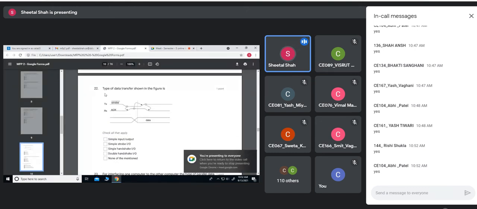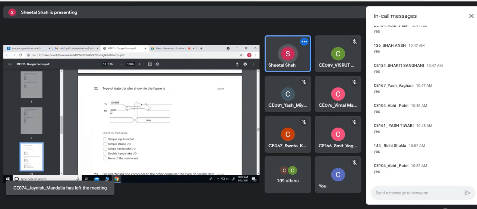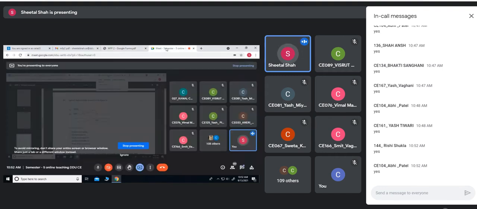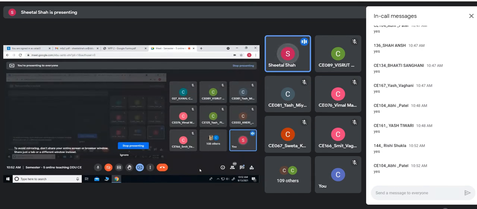Then the type of data transfer shown in this figure: you can see that a strobe signal is given by the transmitter, saying that it is going to place valid data. In response to this strobe signal, the receiver sends an acknowledgement signal saying that now it is ready to get the data. Once this acknowledgement is received by the transmitter, it starts transferring the data. So this is carried out in double handshake.